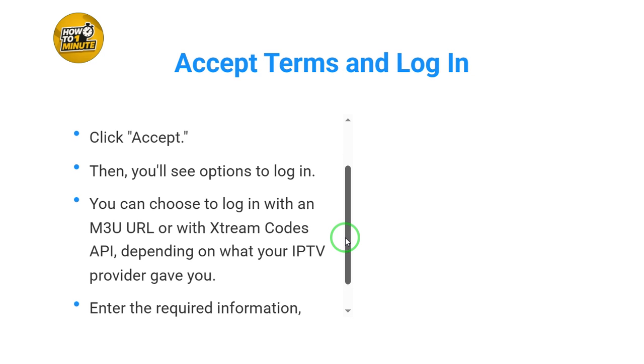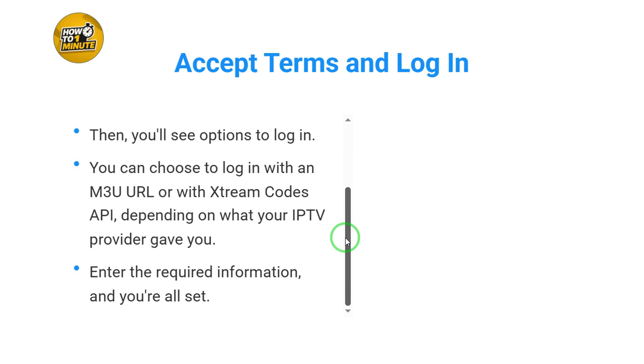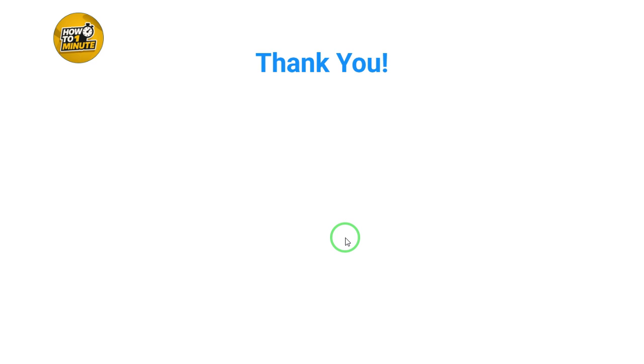You can choose to log in with an M3U URL or with Xtreme Codes API, depending on what your IPTV provider gave you. Enter the required information and you're all set. And that's it. That's how you can download IPTV Smarters Pro on your Firestick.